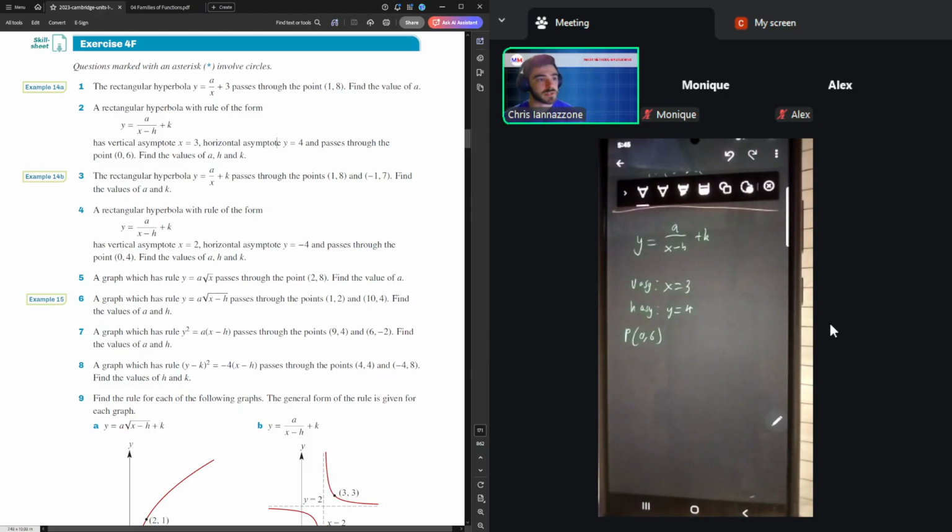Most immediately available information there is going to be the location of the asymptotes, because they'll directly correspond to either the h or the k, depending on which asymptote we refer to. Any thoughts which is which?